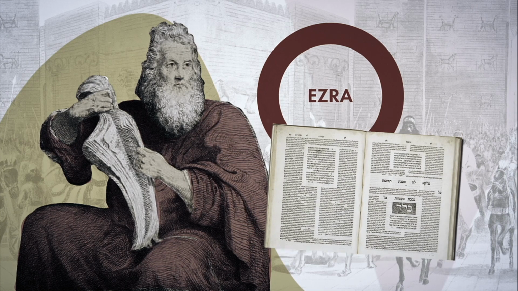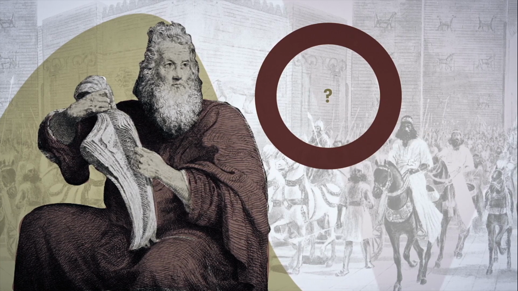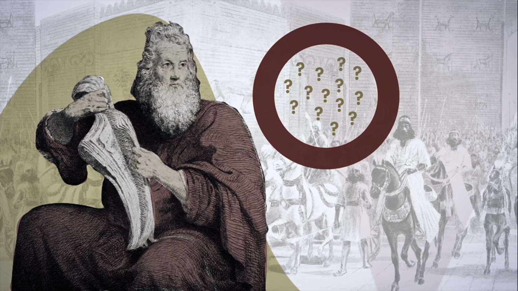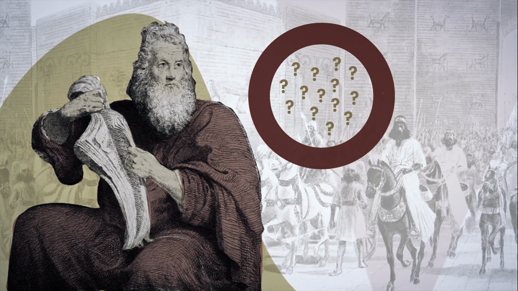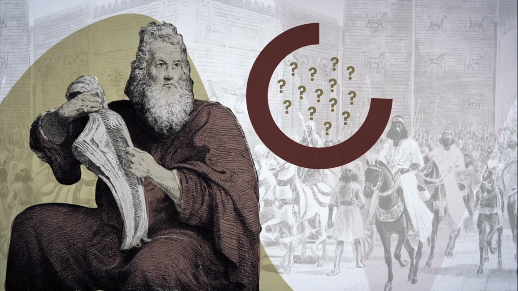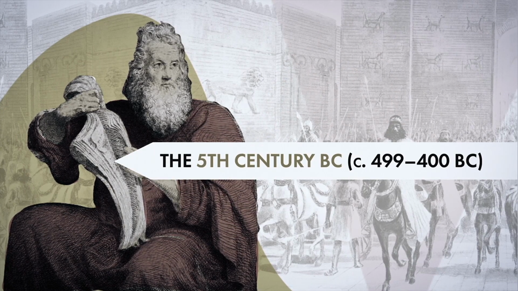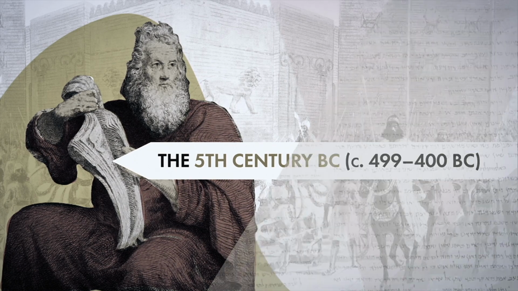Certainly, Ezra is a possibility, and the issue of authorship has been debated extensively using book themes, grammar, and word use, among others. But as the books themselves don't claim an author, it's still speculative. Nevertheless, Chronicles is often dated to the 5th century BC.